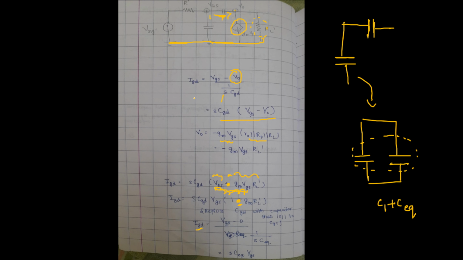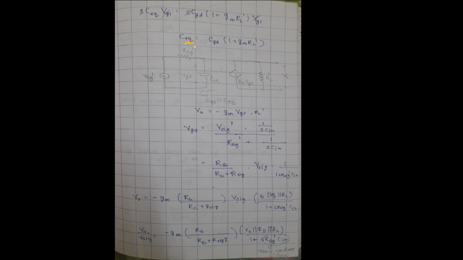And we also found IGD to be equal to this, right? So now what we need to do is equate these two values of the gate to drain current, and that will help us find the relation of C equivalent with the earlier capacitance that we had. So now we replace the capacitance that we had here with a capacitor in parallel here, and we find the equivalent capacitance by just adding the two since they are in parallel, and representing it with one capacitor, that is C input, right?